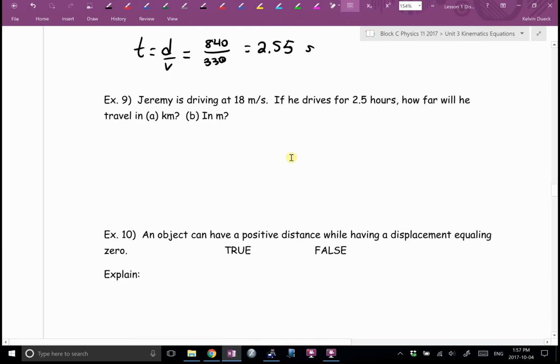All right. Jeremy is driving at 18 meters per second. If he drives for 2.5 hours, how far will he travel, A, in kilometers? Let's put a little A right here. What's this question asking me to find? Distance. I'm going to go d equals question mark.